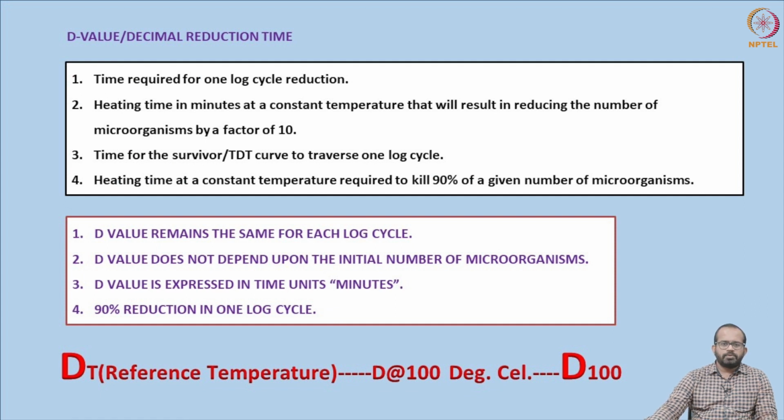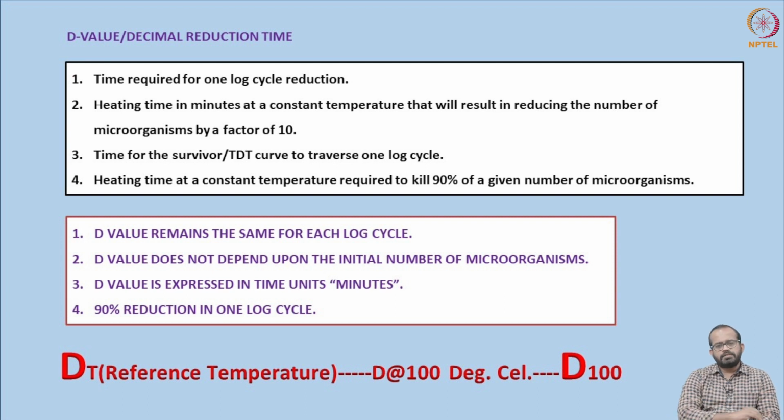So what do we mean by D value or decimal reduction time? There are certain characteristics of D value. The D value is basically the time required for one log cycle reduction. That is one definition. Another definition is the heating time in minutes at a constant temperature that will result in reducing the number of microorganisms by a factor of 10. Another definition is the time for the survivor or TDT curve to traverse one log cycle. And another definition is the heating time at a constant temperature required to kill 90% of a given number of microorganisms. So these are different ways in which the D value can be defined.